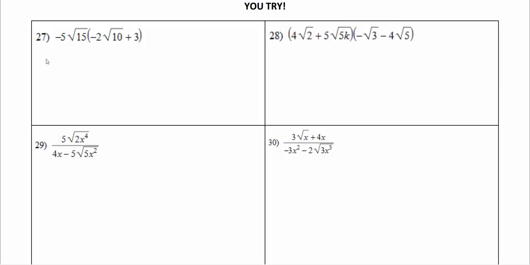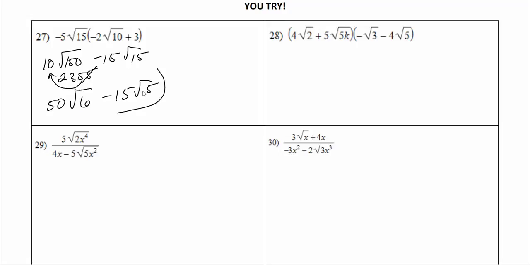-5 and -2 makes a +10. Root 15 and root 10 makes a root 150. Minus, that makes a 15 root 15. That's pretty cool. And then this 150 is actually what? It's actually 2 times 3 times 5 times 5. So that 5 technically pops out, so that becomes a 5 root 6. Minus 15 root 15. Sorry. And that's your answer there.